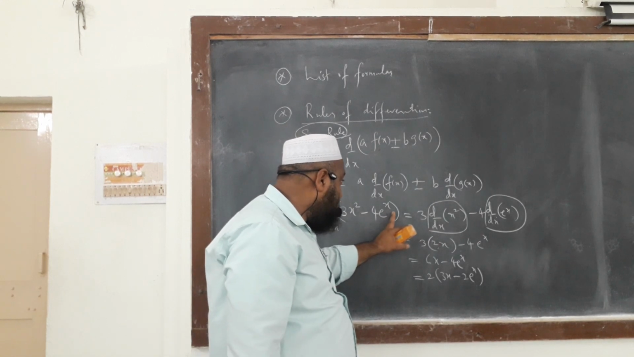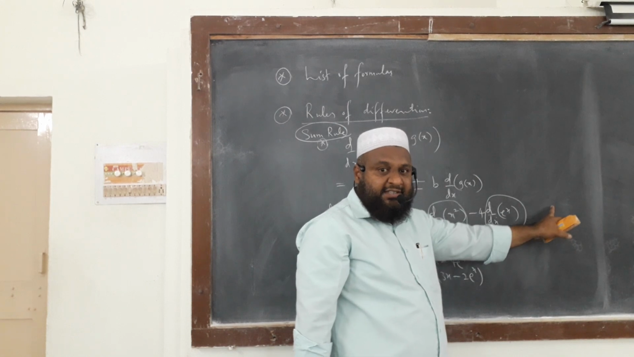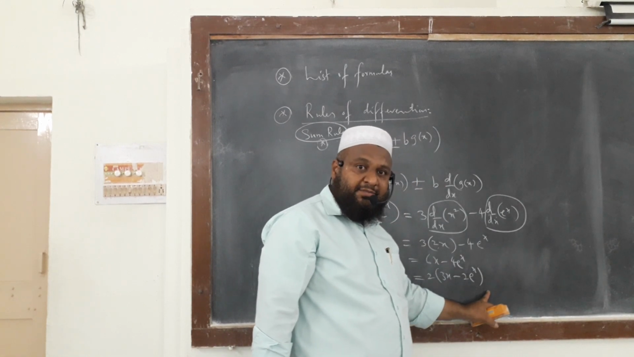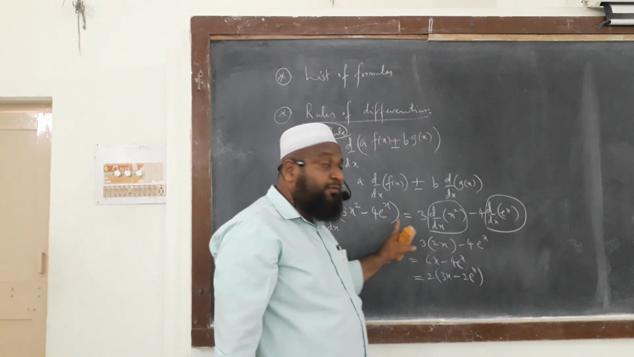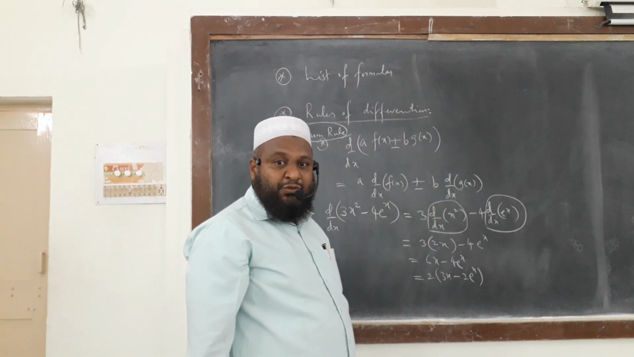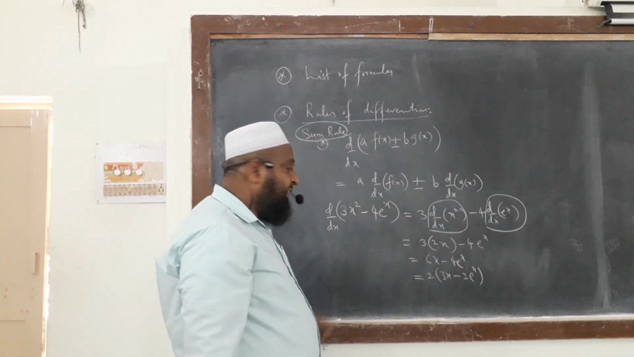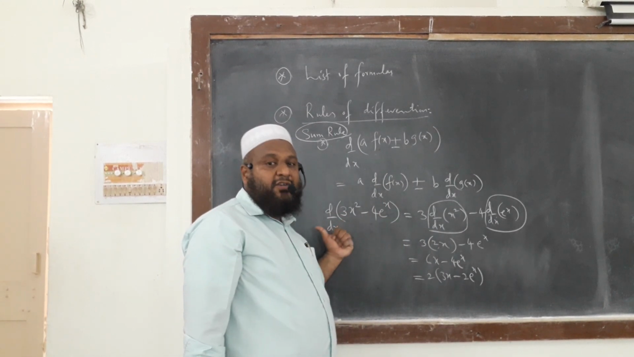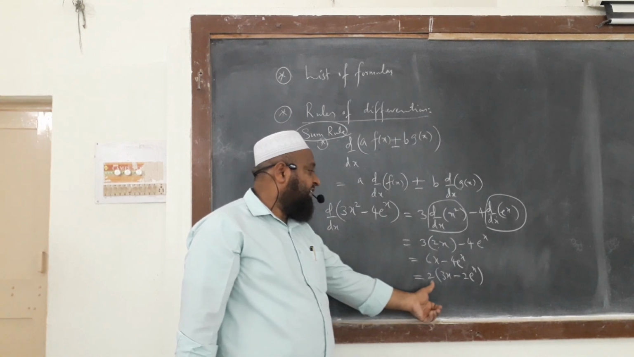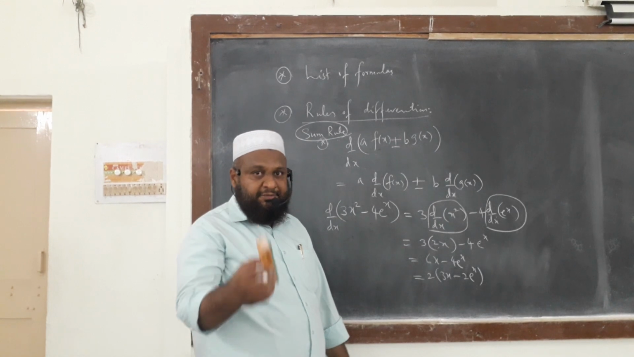Suppose if I have plus sin x, then one more term will come, plus d by dx of sin x, and cos x comes here. So it is extendable to any number of functions. I have demonstrated only with 2 functions. In the simpler case, suppose d by dx of 3x square, the constant comes out, and only 6x will appear. Got my point? Clear? Okay.